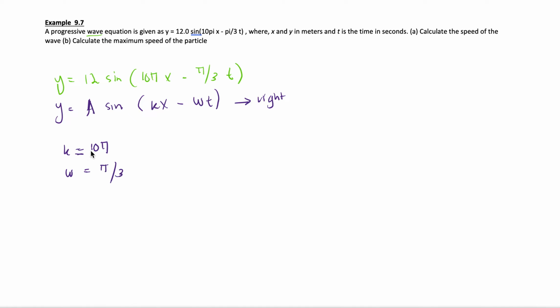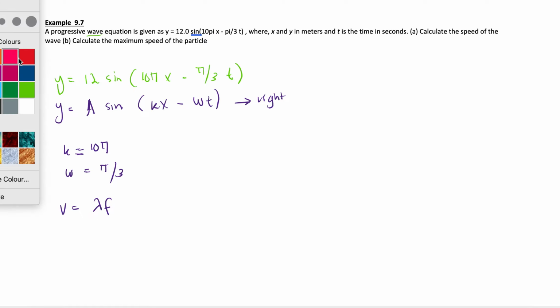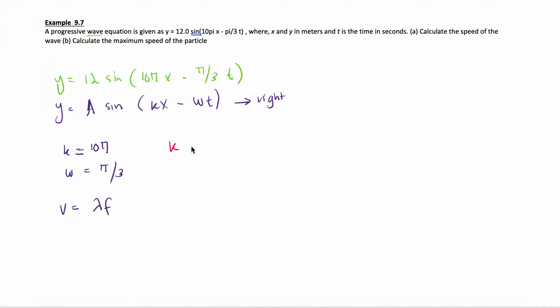Okay, so calculate the speed of the wave. The speed equation is given by lambda f. So do we know what our lambda and f is? We can find it. So let's find that. Let's use pink. So k is equal to 2 pi over lambda. That's the equation. And omega is equal to 2 pi f.